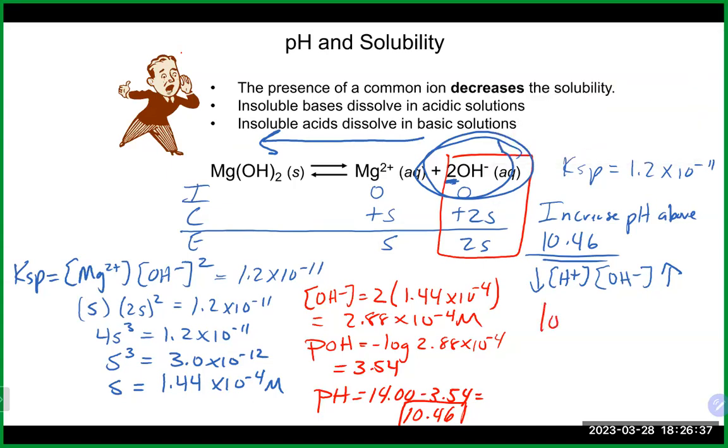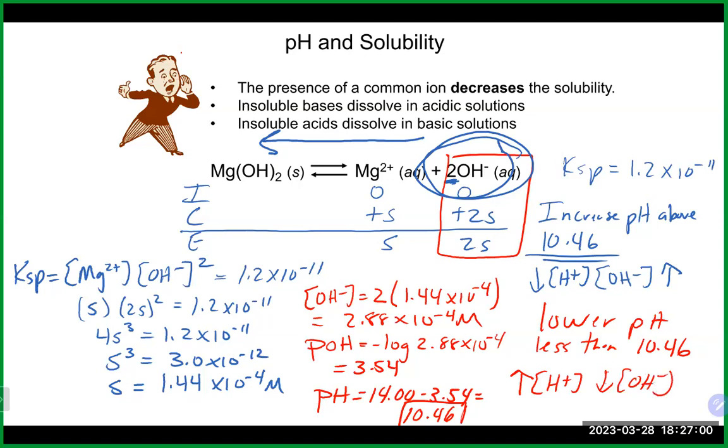Now, let's say I decided to lower the pH to less than 10.46. In order to lower the pH, the H plus concentration in this case must go up, right? The hydroxide concentration will go down.